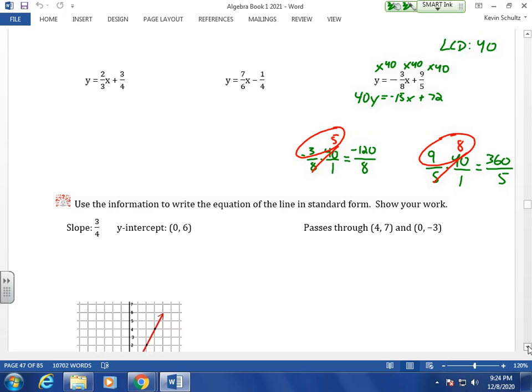Our only step now is to move those x's to be with the y's on the left side. I do that using opposite operations. Add 15x to both sides. That gives me positive 15x. My 40y is also positive, so 15x plus 40y equals a positive 72, which is what the constant is on that right side.